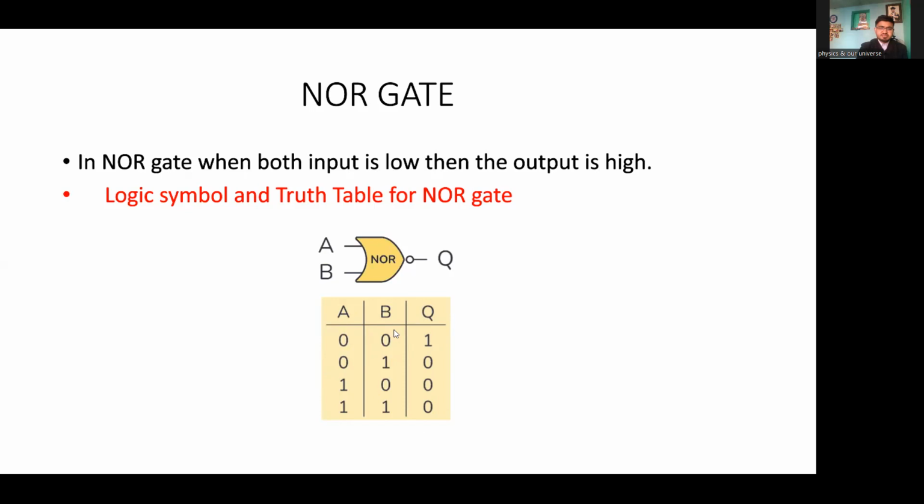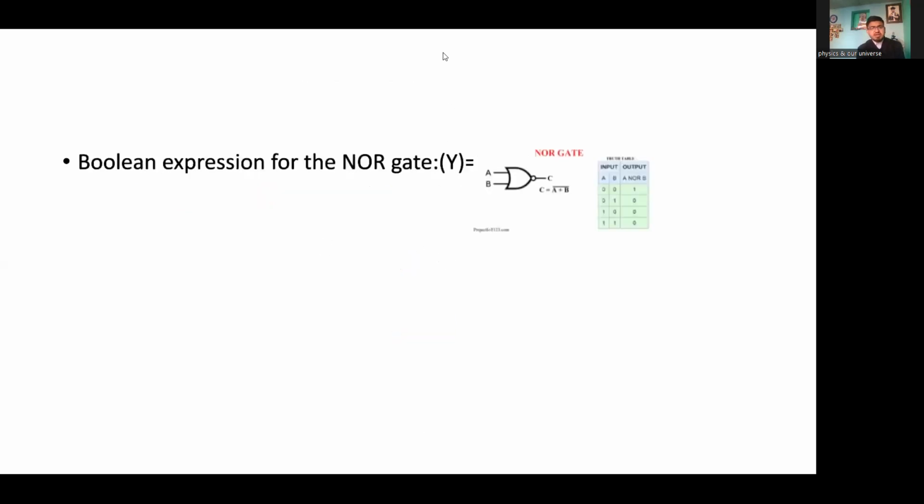Now the next slide is the Boolean expression. This is the Boolean expression for the NOR gate: Y equals A plus B, whole complement. That will be the NOR gate. All right.